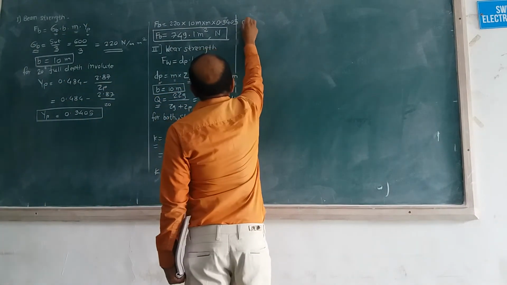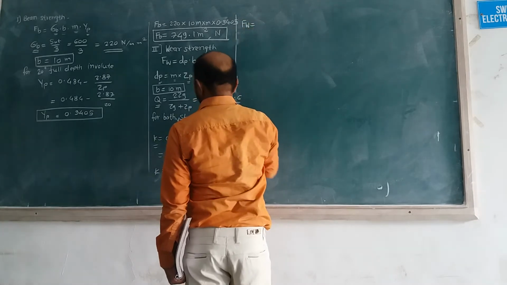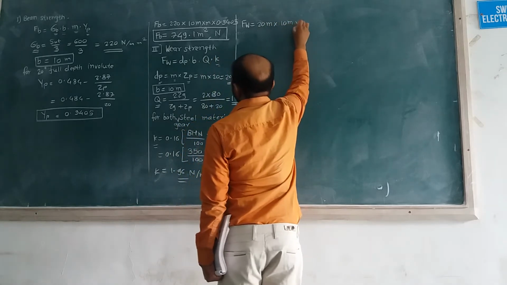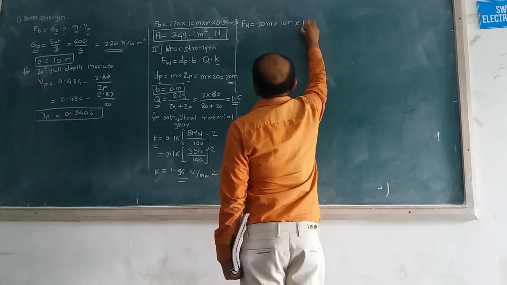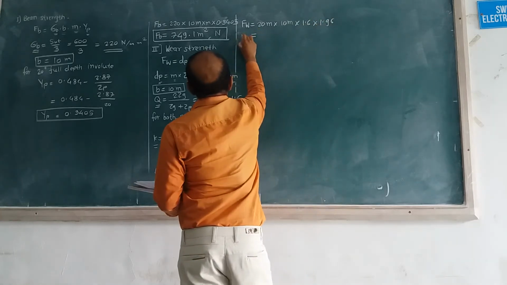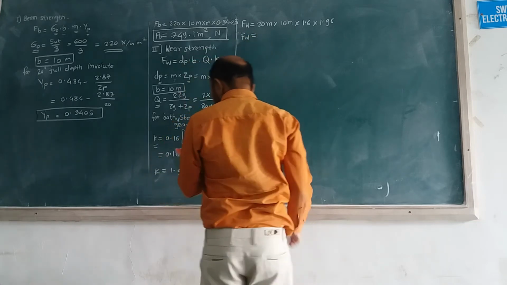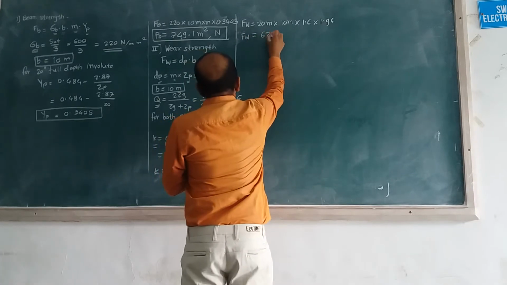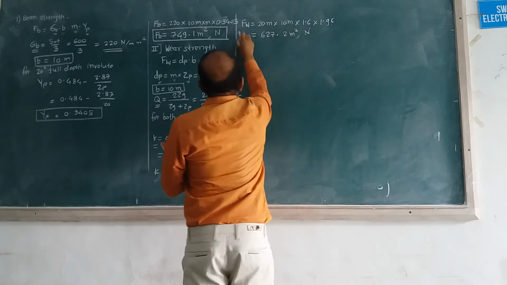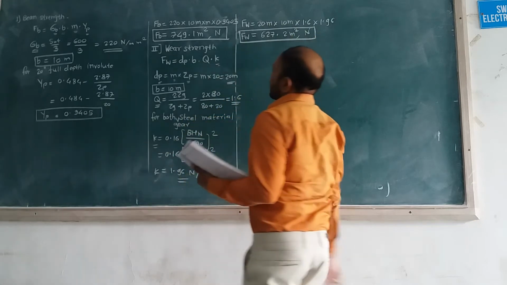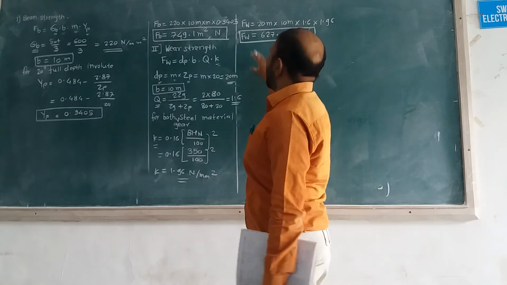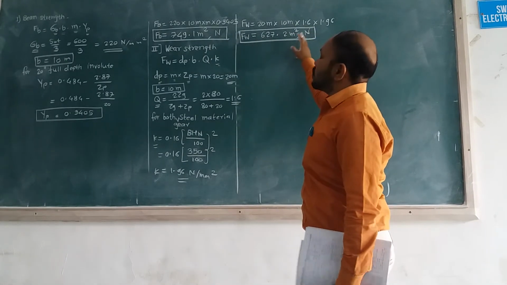Substitute all these values in the equation. So Fw is equal to 20 times module into 10 times module into 1.6 into 1.96. If we solve this, we get Fw is equal to 627.2 module square. This is also in Newton. So substituting all these values, we are getting Fw is equal to 627.2 module square.